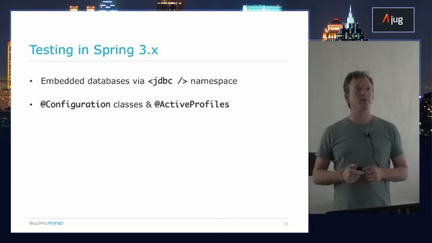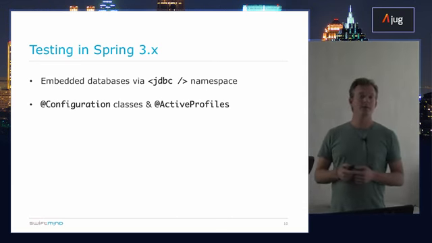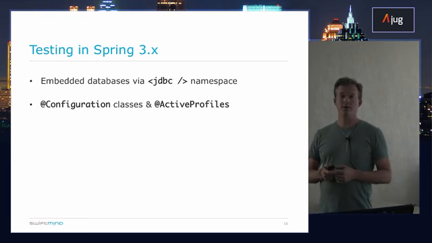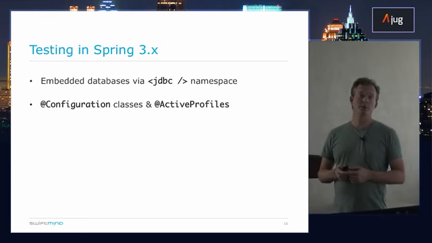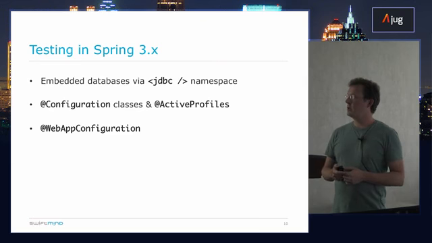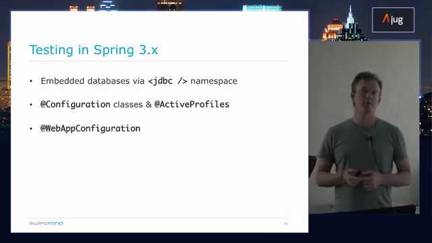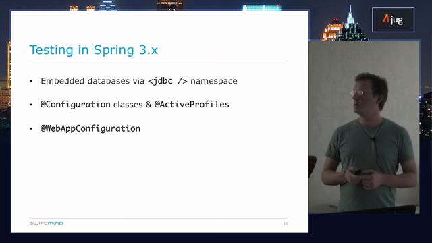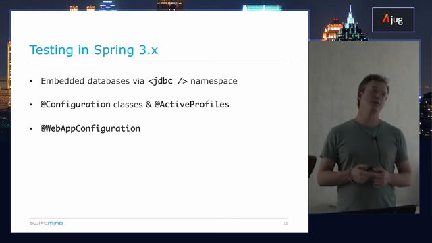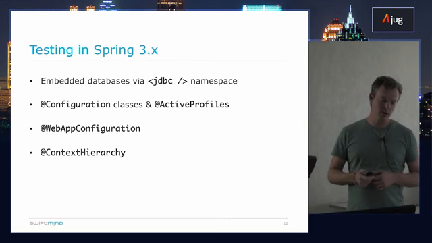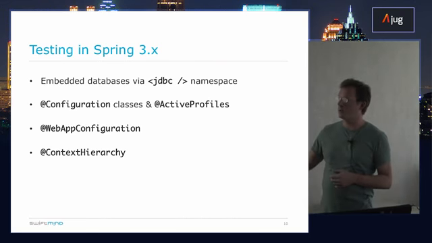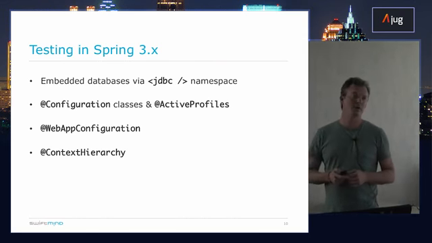We also added support for testing with @Configuration classes, so Java config, as well as declaring active profiles that should be used when you're integration testing. Next up in 3.2, one of the main features that people have been waiting on for many years actually in Spring was the ability to test a web application in Spring, and we added that in 3.2. And in line with that, we also added support for testing with context hierarchies in your integration tests.